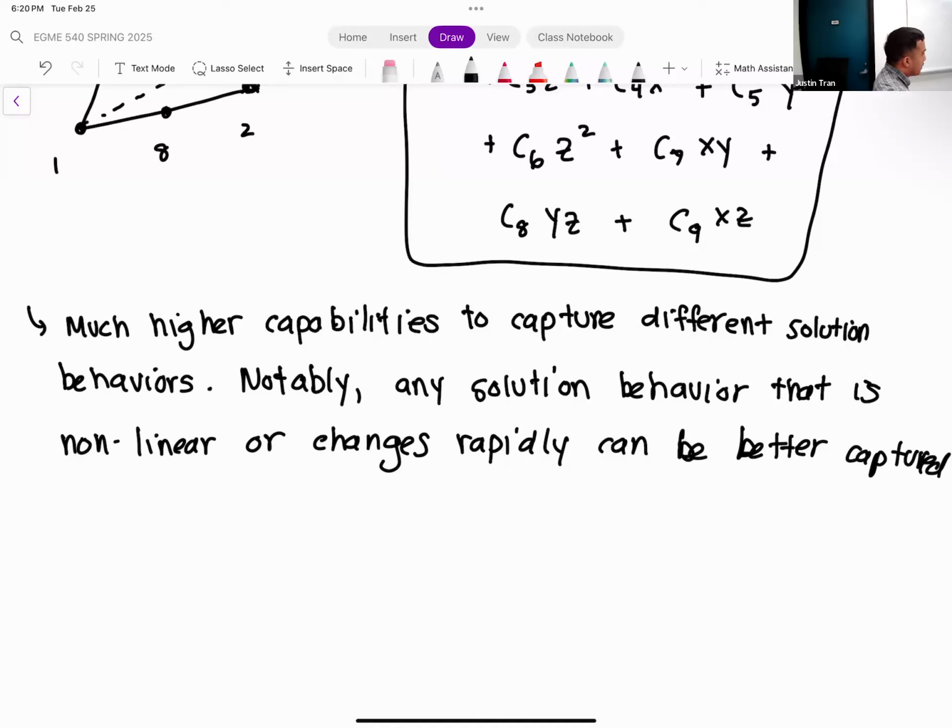Because the main difference between linear and quadratic polynomials, not even just looking at finite elements, is that a quadratic function grows a lot more quickly than a linear function. So anytime you have a solution quantity that's going to change very rapidly in a very short period of space, a quadratic element is going to perform much better in those situations.